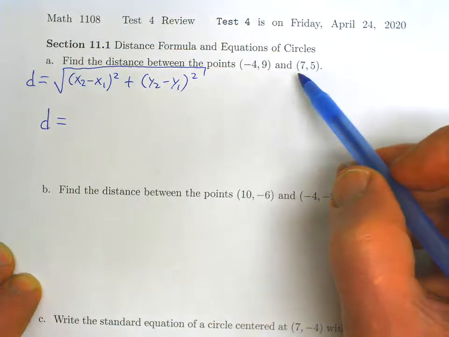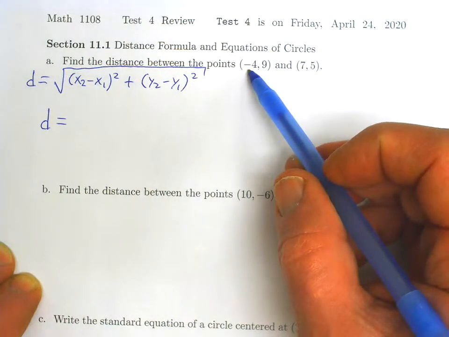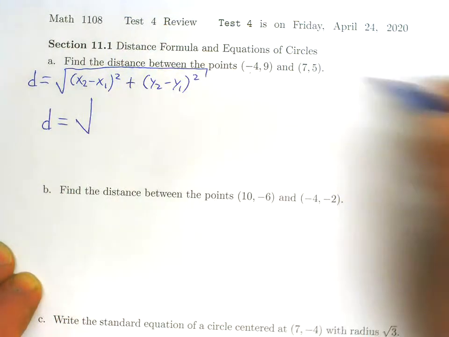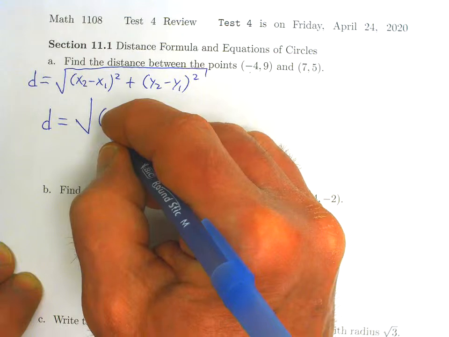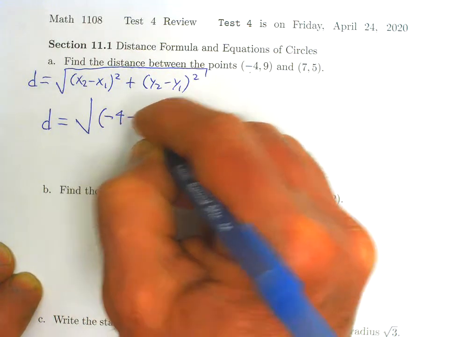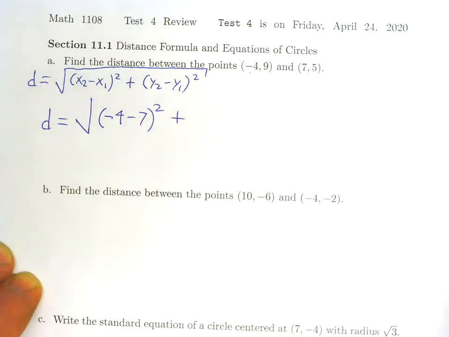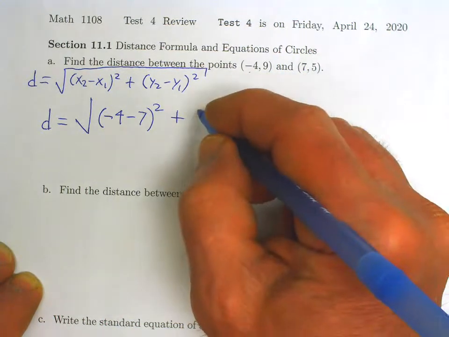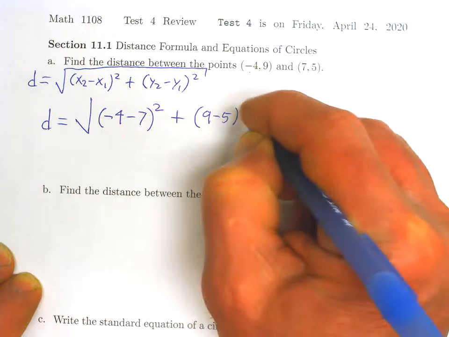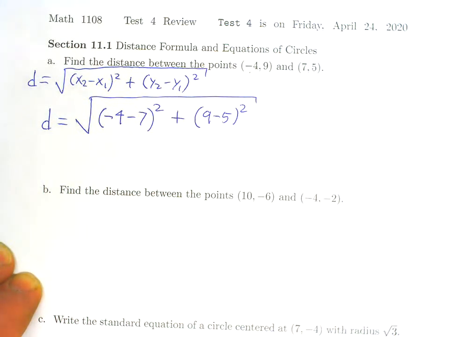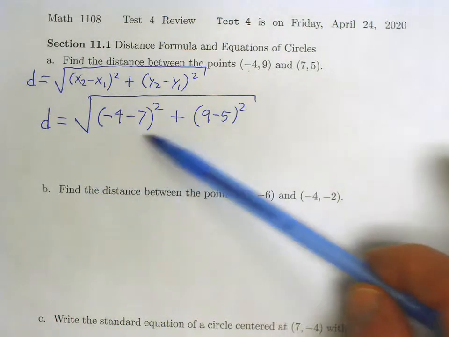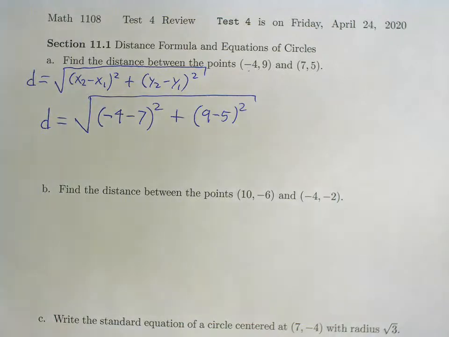So we'll start with the x-coordinates of the 2 points. The x-coordinates are -4 and 7. So the distance is the square root of (-4 minus 7) quantity squared, plus the square of the difference in the y-coordinates. The y-coordinates of the 2 points are 9 and 5, so I can write plus the quantity (9 minus 5) squared. Whatever this number is, the square root of all of that is the distance between the 2 points.